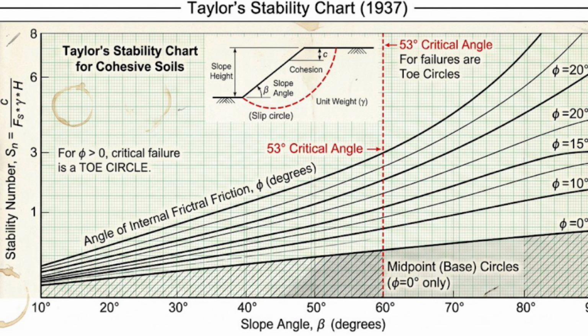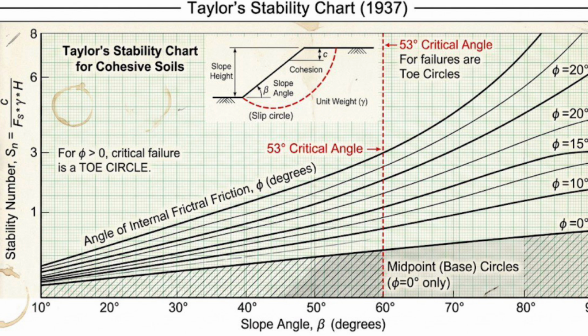The genius of the chart lies in its simplicity. You have your x-axis representing the slope angle and your y-axis representing the stability number. Between them, you have these graceful curves representing the soil's internal friction angle. By simply finding where your slope's geometry meets the soil's strength properties, you can instantly determine if your design is sound. It's a visual representation of the battle between gravity, which wants to pull the slope down, and cohesion, which is the glue holding the soil particles together.